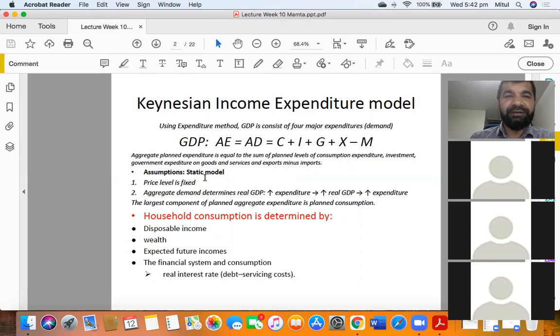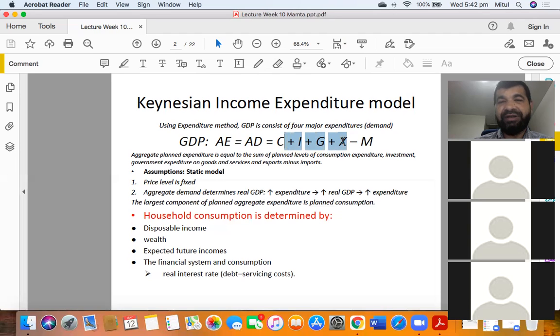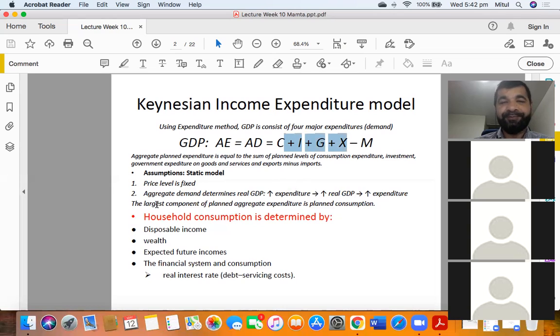So we call the static model as the price level. In this model, the price level is fixed. The price is not changeable here. The price is fixed in here. And we say that GDP, the real GDP of a country, will increase if the expenditure increases. What are the real expenditures?